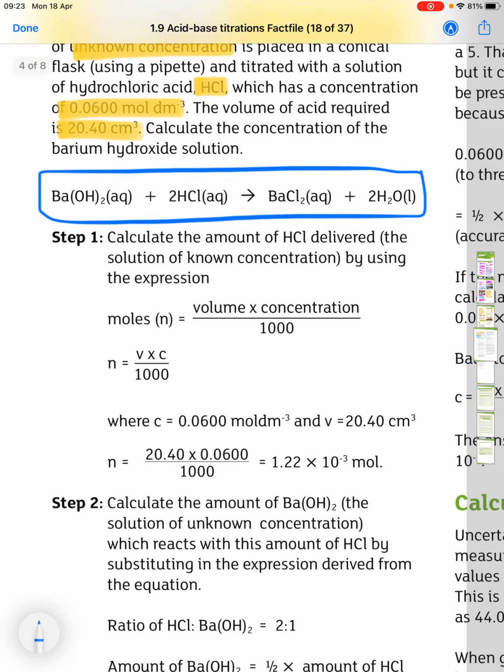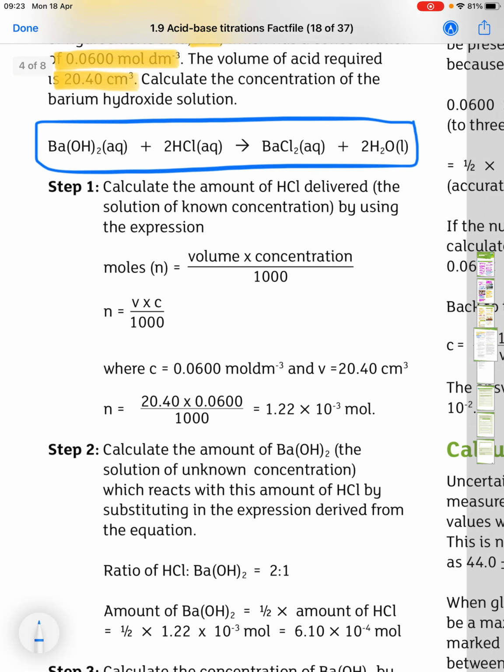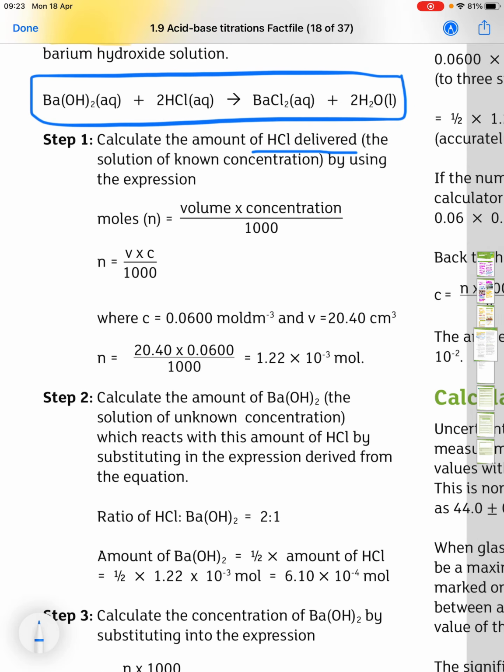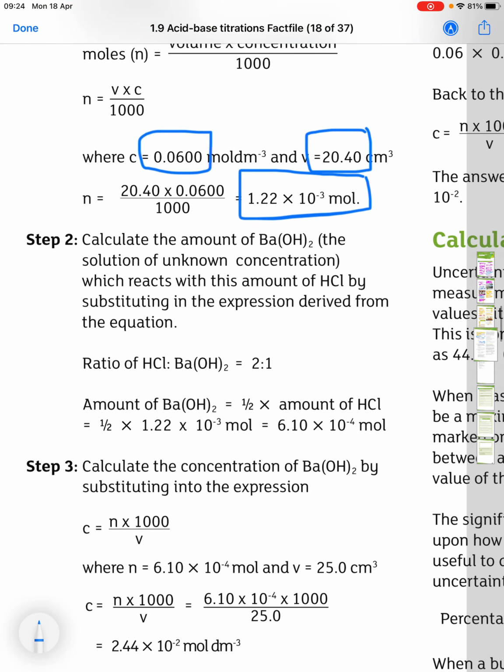The first thing you need is a balanced equation for the reaction, and then in your first calculation you're going to calculate the amount of hydrochloric acid delivered, which is the solution of known concentration, by using the expression moles is volume times concentration over 1,000. So we know the concentration is 0.06 and the volume is 20.40. Plug those into the equation and we get 1.22 by 10 to the minus 3 moles.